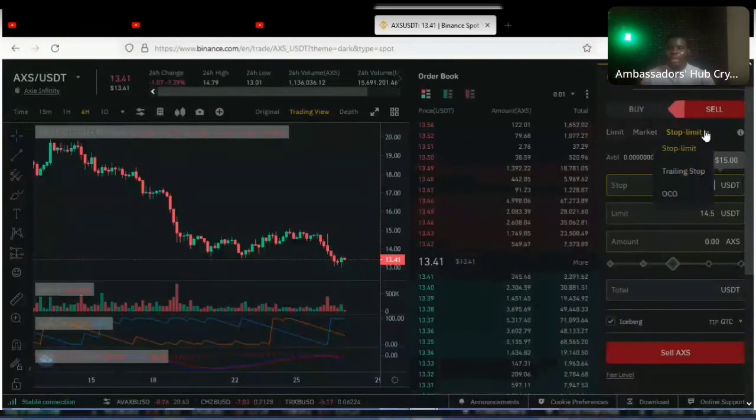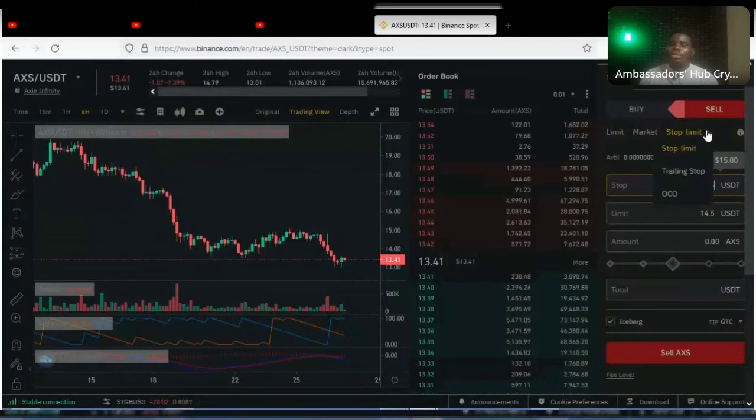So remember, limit only recognizes you buying at a lower price. Market order only recognizes you using the current market price. Stop limit only recognizes you using the entry price and your take profit price, right? That's on the buy side.